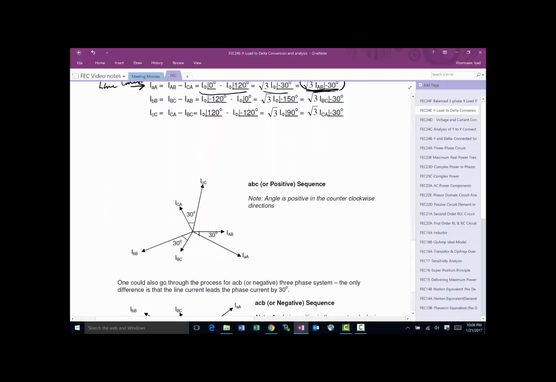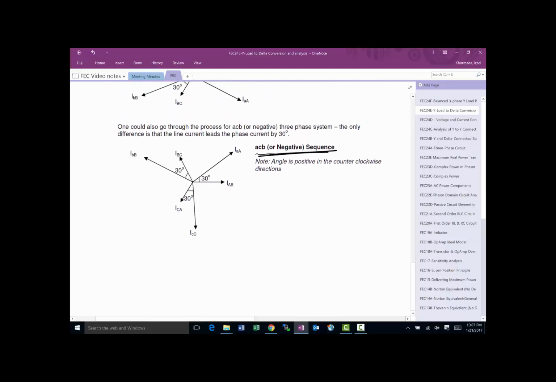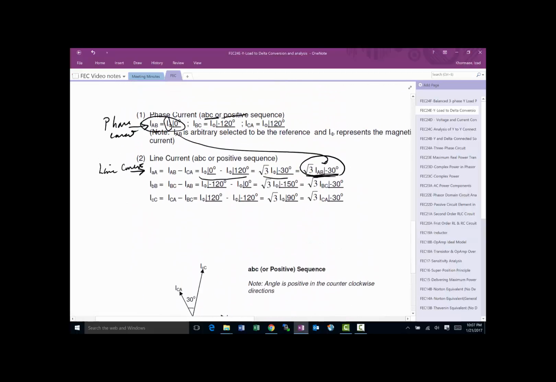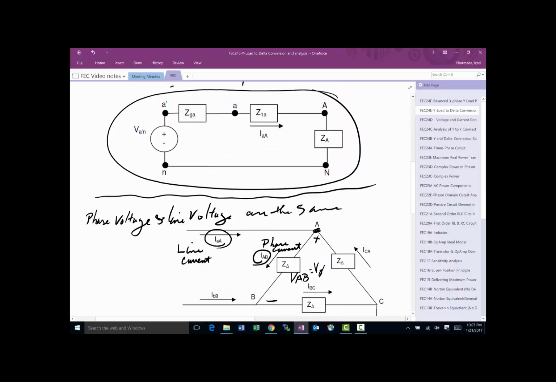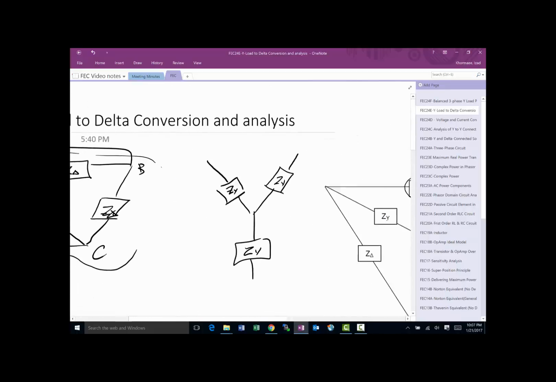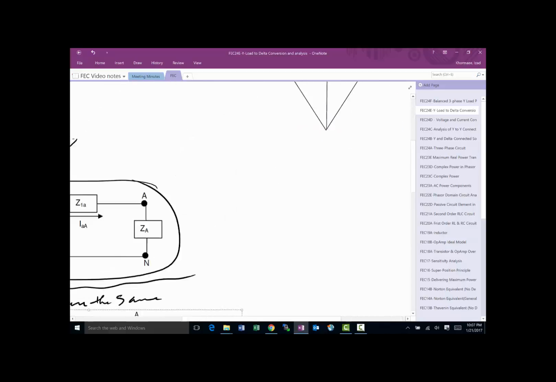Here's a vector representation of the phase and line currents. And of course, if the phase sequence was negative, all it does is shift that 30 degrees from one direction to the other direction. In many ways, we can leverage our Y to Y connection to do the analysis of circuits. If you get a delta connection, the first thing you do, you go ahead and convert your delta to Y, and then you can go back and use all the stuff you learned from Y connection.